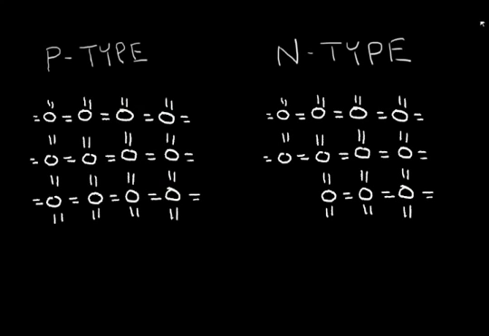Today I want to explain the PN junction. If you understand how the PN junction works, you can understand how a diode works, how the bipolar transistor works, and how the MOSFET transistor works. So let's start by reviewing P-type and N-type.